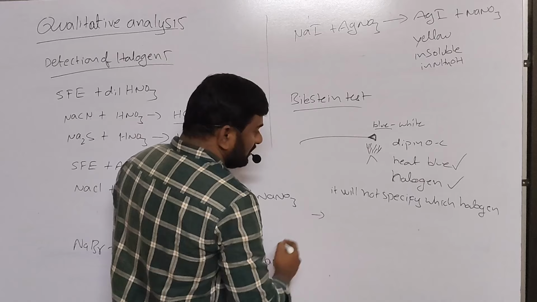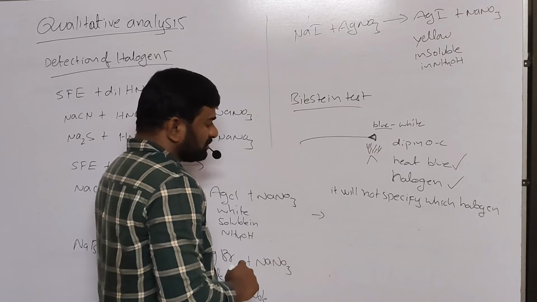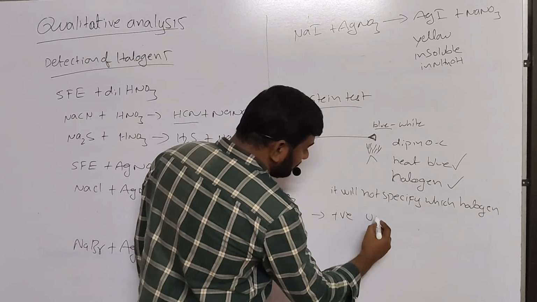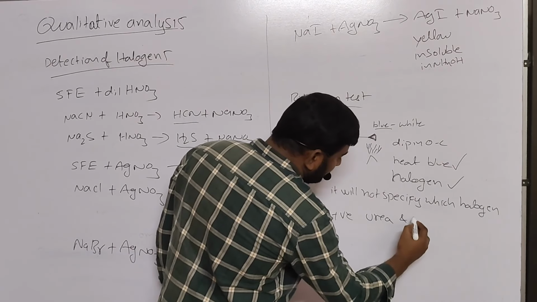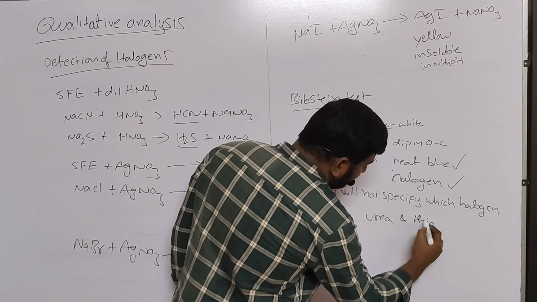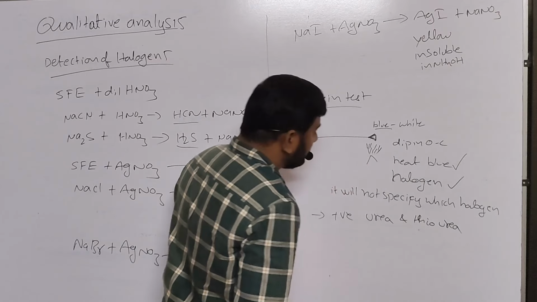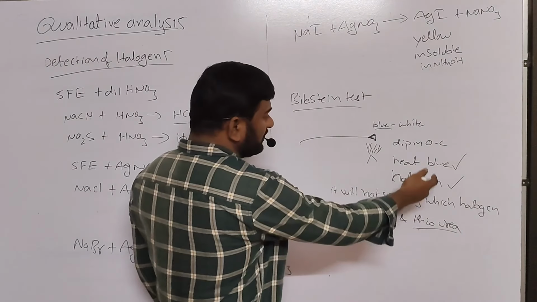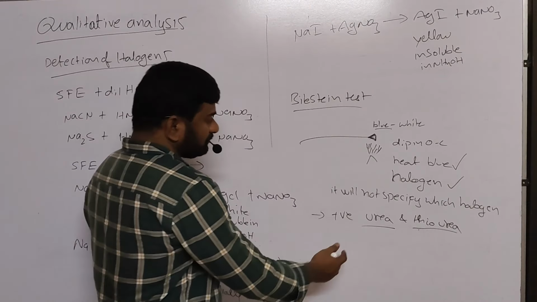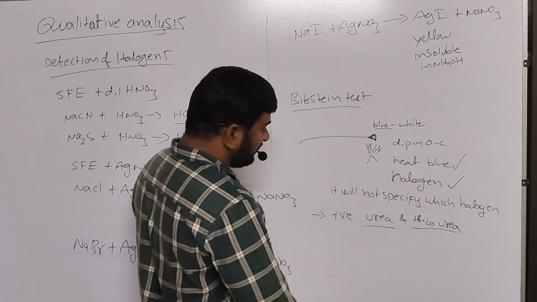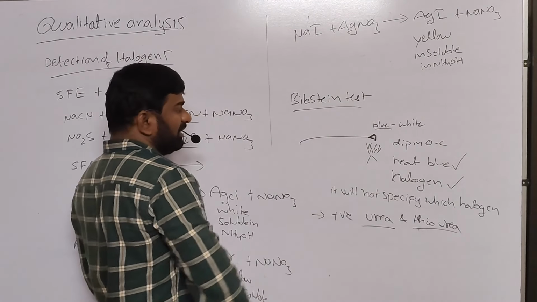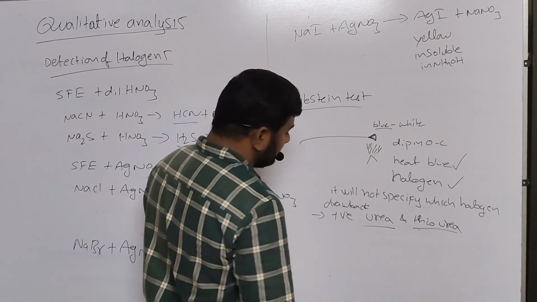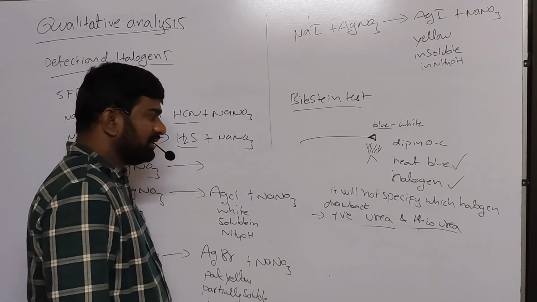For this test, a small exception is also there. This test is positive for urea and thiourea. So along with halogens, in these two cases also the same test result is obtained. So this is one exception and a drawback. Except for urea and thiourea, in the remaining cases we can use it.